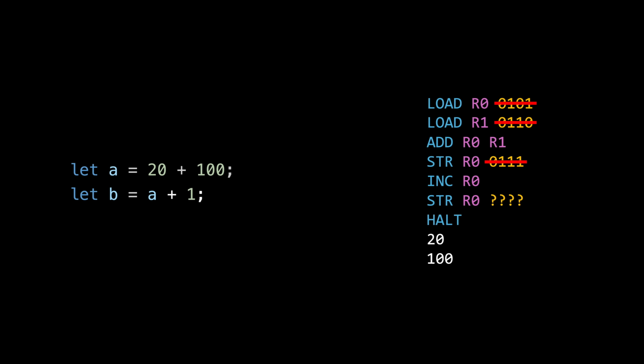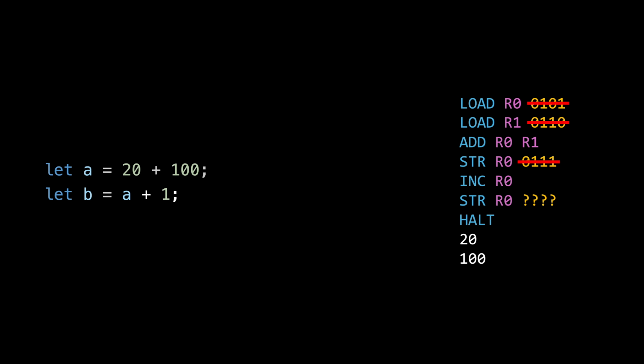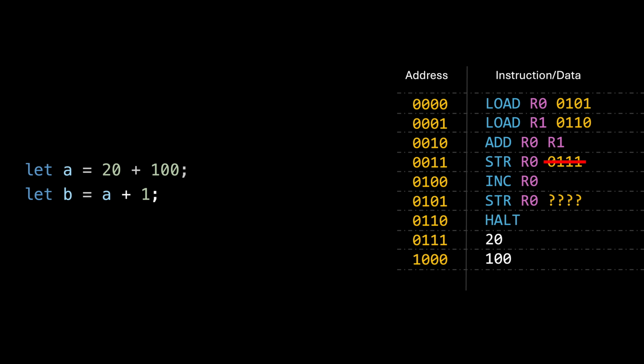Our compiled program would look something like this. But, as I mentioned before, there's a small issue with the addresses. For example, the first 2 load instructions should load data. But since we added more instructions, the values 20 and 100 are no longer in the same memory locations as before. So, we need to ensure that we provide the correct addresses. The same issue occurs with the store instructions.